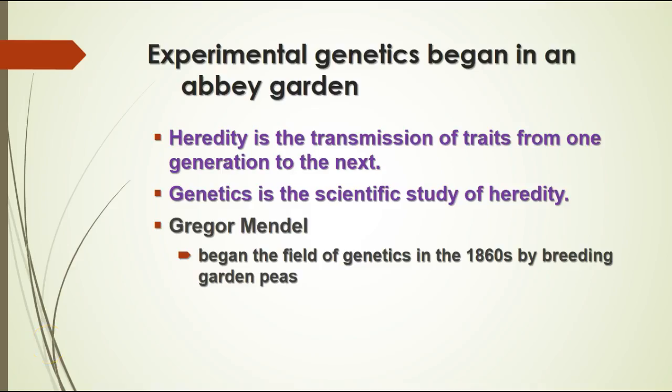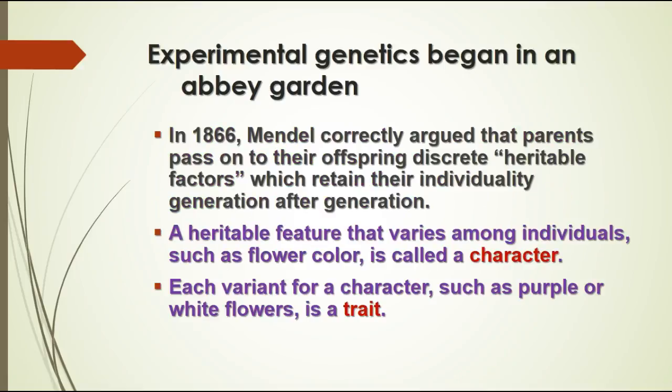Mendel was a monk in a monastery, and he figured out a lot of stuff about heredity. He was studying heredity of garden peas. Heredity, by definition, is the transmission of traits from one generation to the next, and genetics is the scientific study of heredity. He started in the 1860s breeding garden peas and was looking at the different kinds of peas that were available. As a result of the long-term studies that he did of pea characteristics, he was able to come up with some conclusions about how things are inherited.